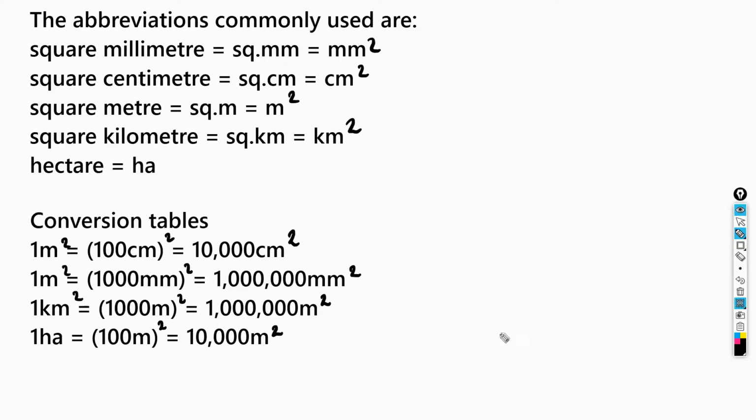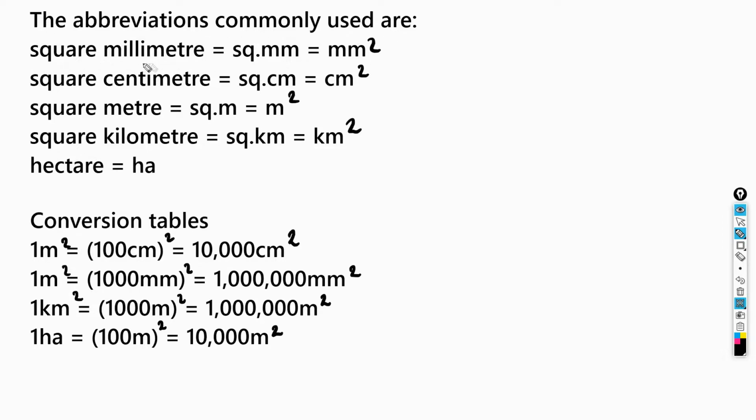All right, guys, great. So these are the abbreviations that we commonly use here.